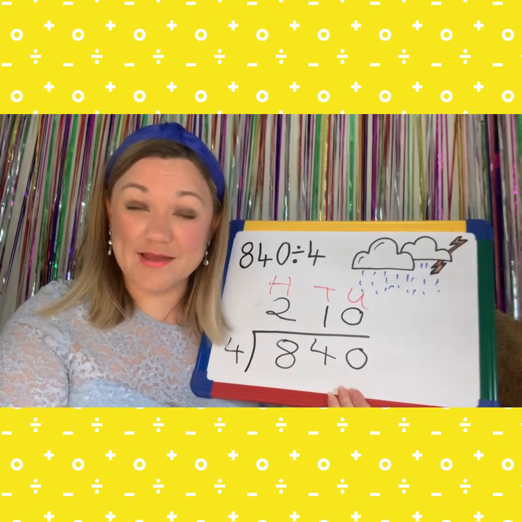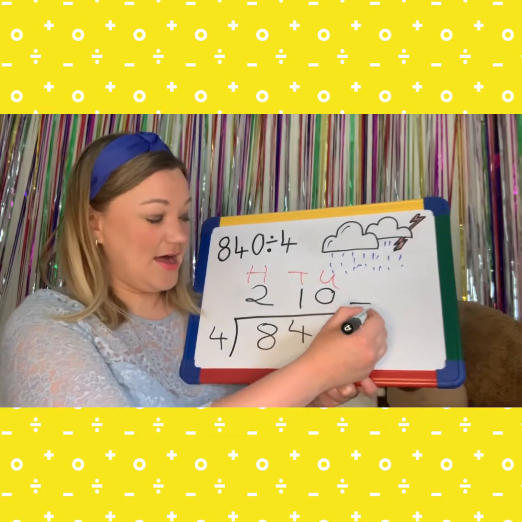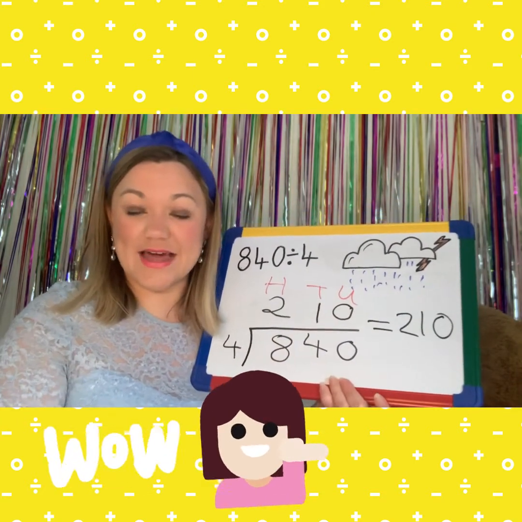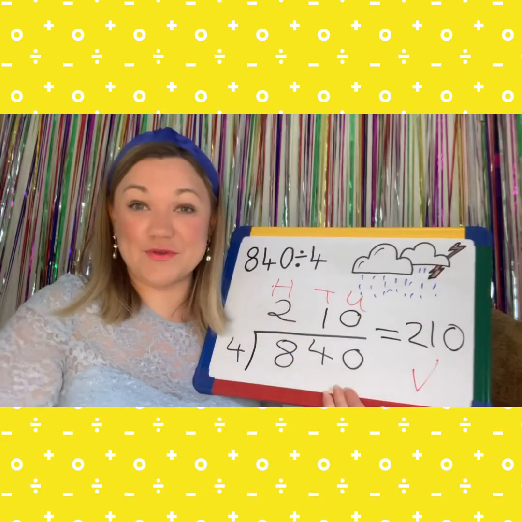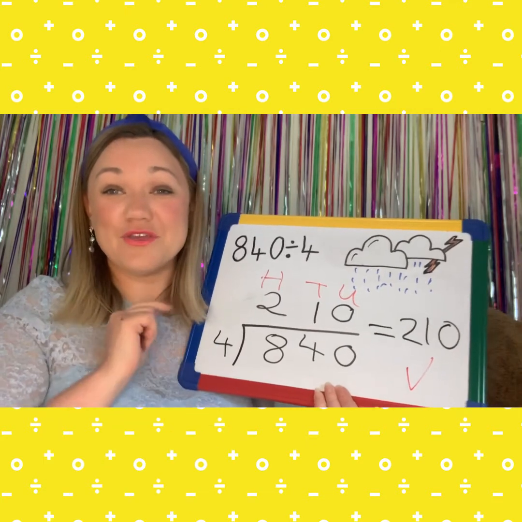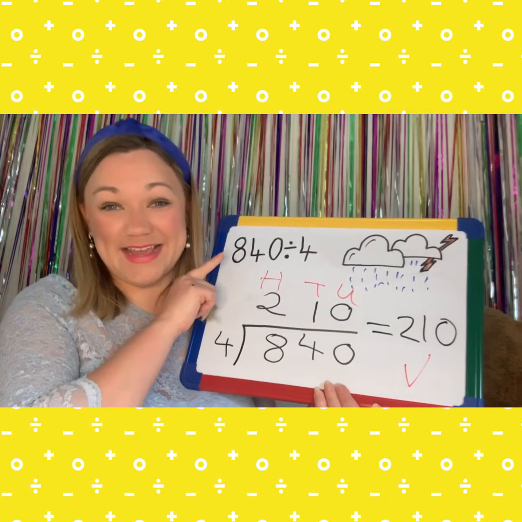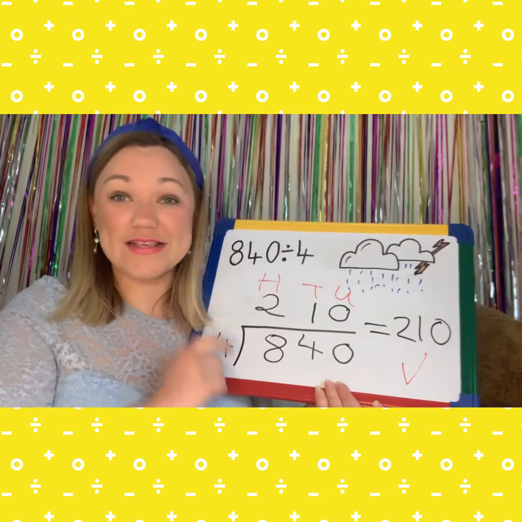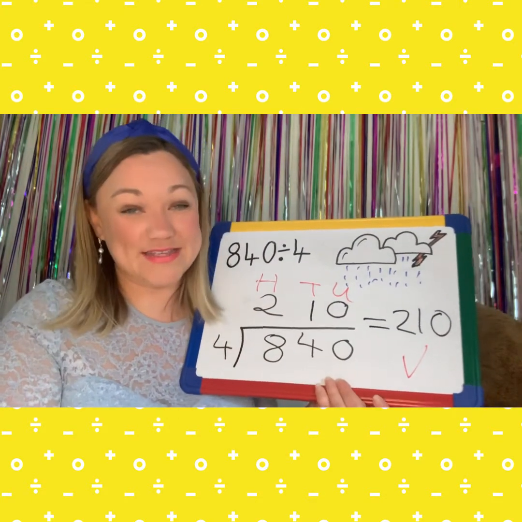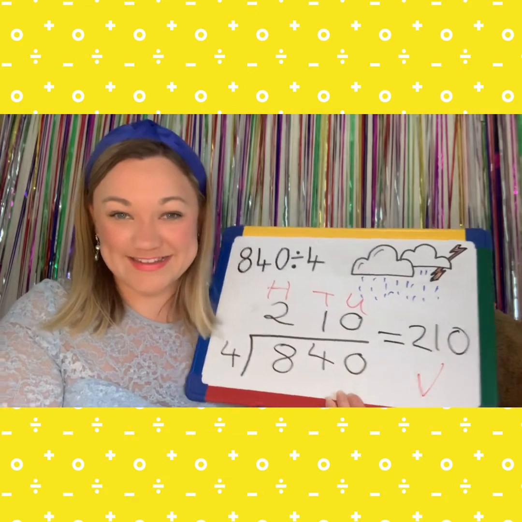Anyway, that tells me my answer. How fantastic is that? 210 is the answer. You'll get a big tick from your teacher and a nice cheer. Brilliant. So now you know 480 divided by 4 is 210. Woohoo! Well done you. It's nice to be able to do some harder questions, isn't it?